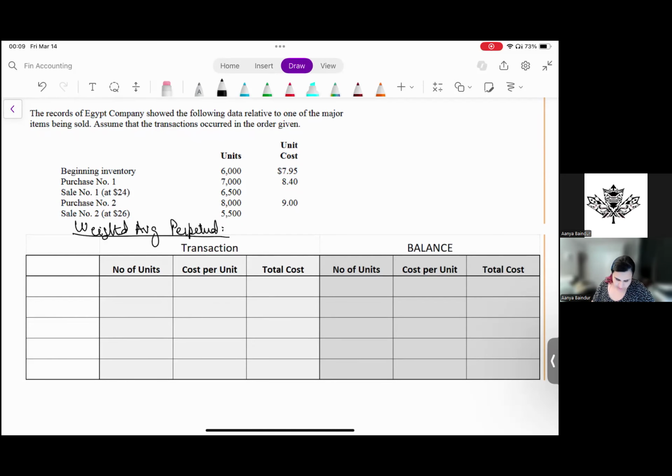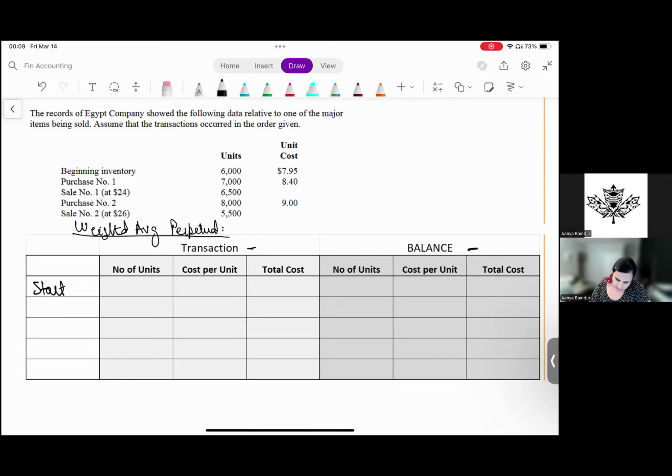So let's get started. So basically you have to construct a table similar to this. It should have transactions, all the transactions that are going to happen on one side. And on the right side, we'll be maintaining a tally of what the total balance is, of how much we have at present. So first of all, this is how much our starting inventory is.